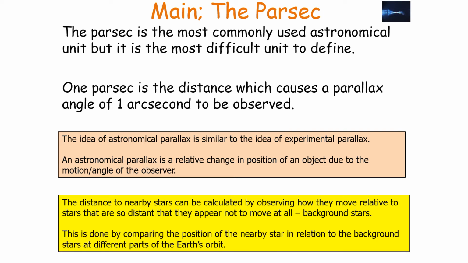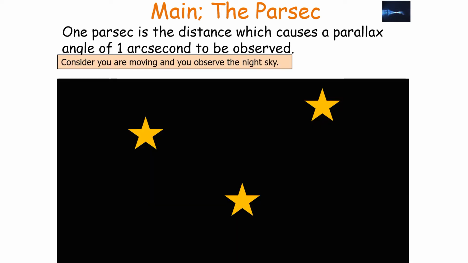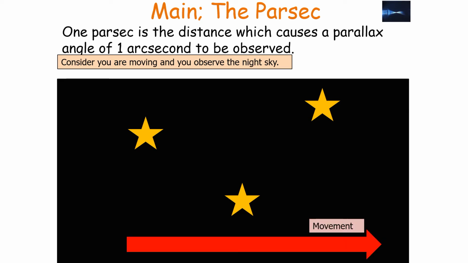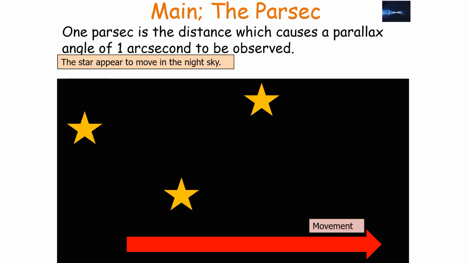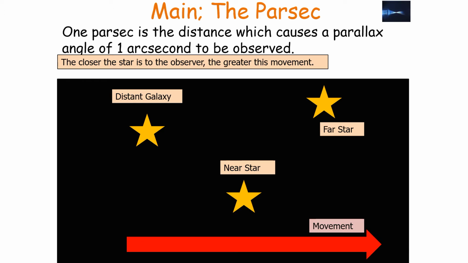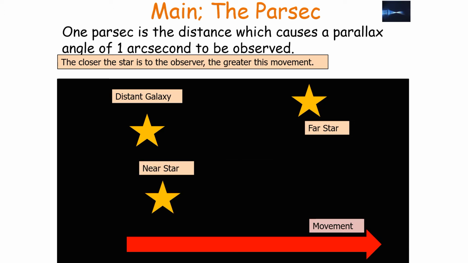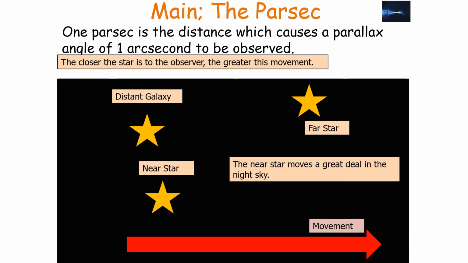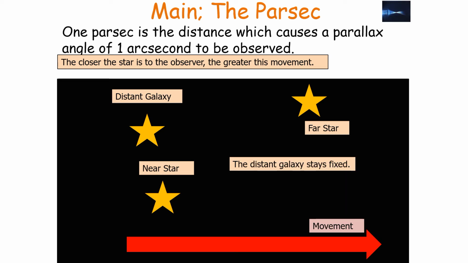So this is done by comparing the position of nearby stars in relation to background stars at different parts of the Earth's orbit. So 1 parsec is the distance which causes a parallax angle of 1 arcsecond to be observed. So consider you are moving and you observe the night sky. If you have movement, the stars appear to move in the night sky. Now the closer the star is to the observer, the greater this movement. So the near star moves a great deal in the night sky, the far star moves a little in the night sky, and the distant galaxy stays fixed.